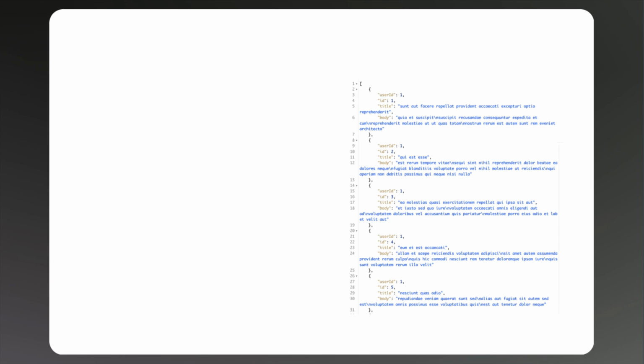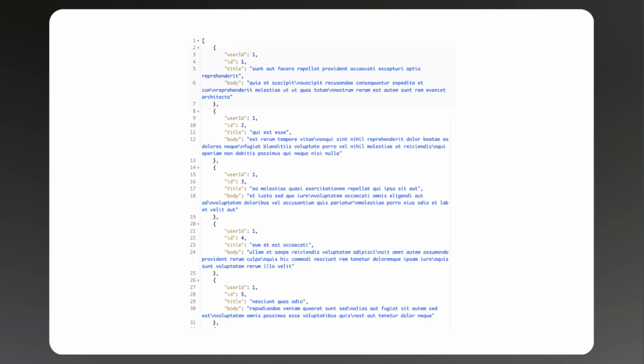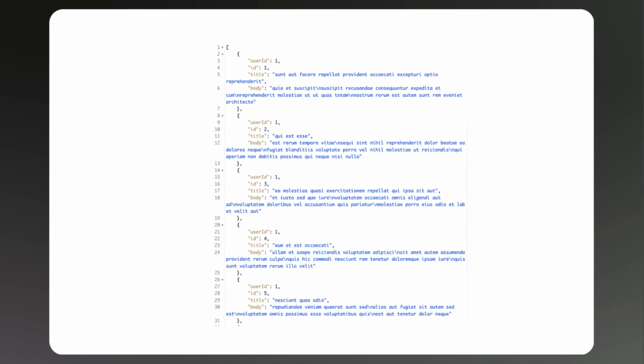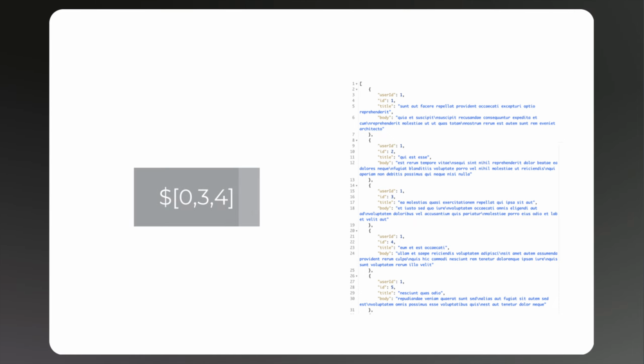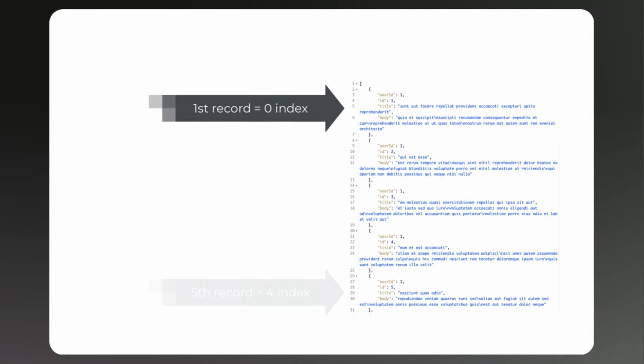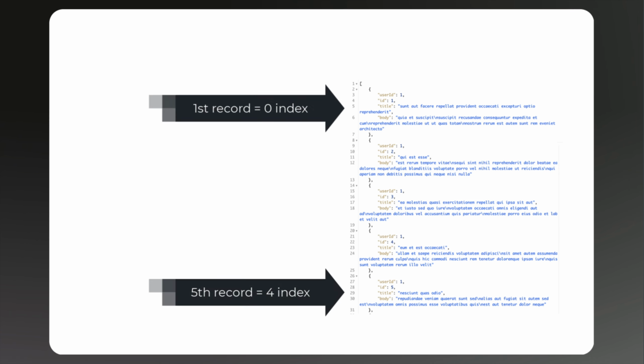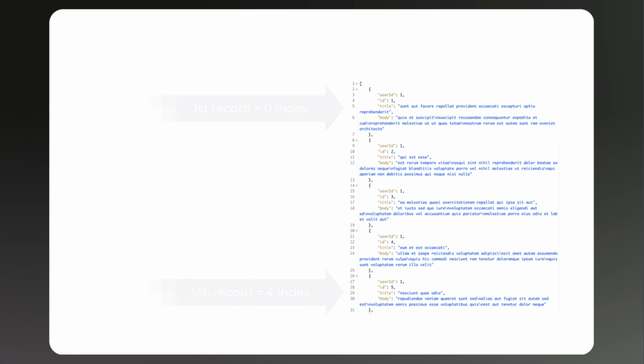If you want to select specific records, for example the first, fourth, and fifth posts, you can add their positions or indices inside the same bracket. In this case, you write $, followed by the indices 0, 3, and 4 inside brackets. Note that indices start from 0. So the first record has index 0, and the fifth record has index 4. This returns an array of only the posts at those positions.